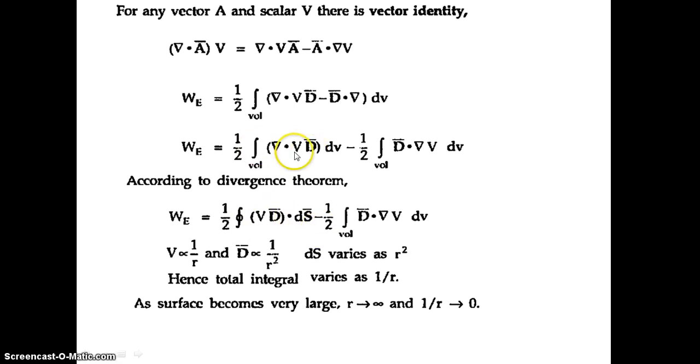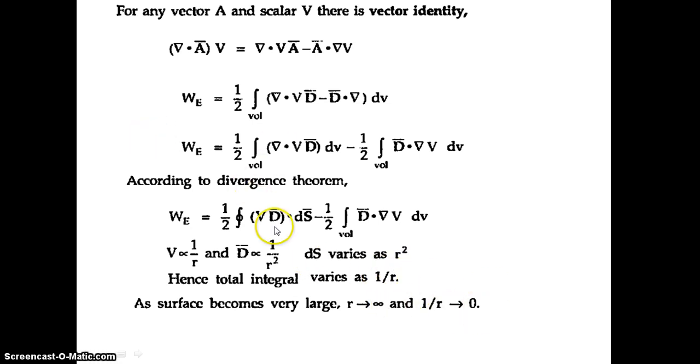So this is del dot VD, so VD dot dS. By the divergence theorem, we can replace it like this. And dS, as you know, varies with r square. V varies with 1 by r and D varies with 1 by r square. So here we have 1 by r cube and here we have r square. So the total integral varies with 1 by r. So if the surface becomes very large, then we have to replace r with infinity.